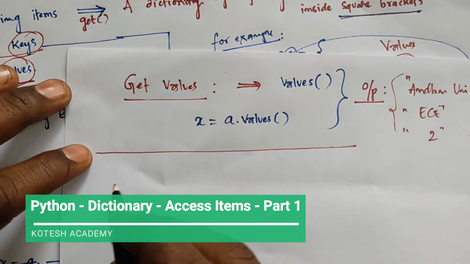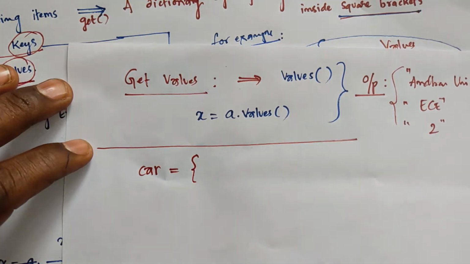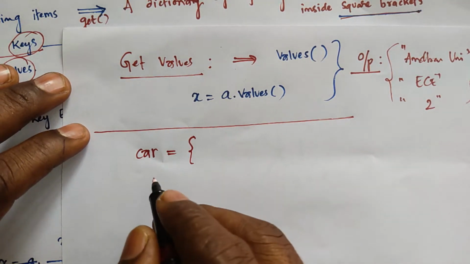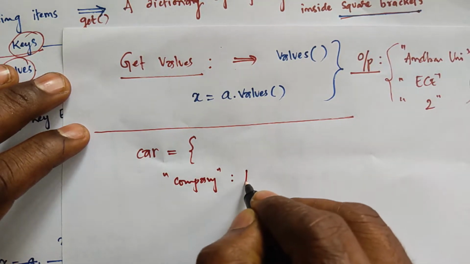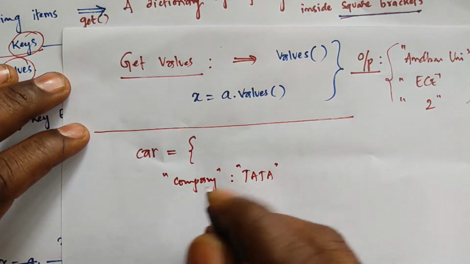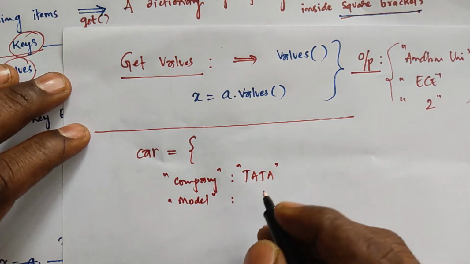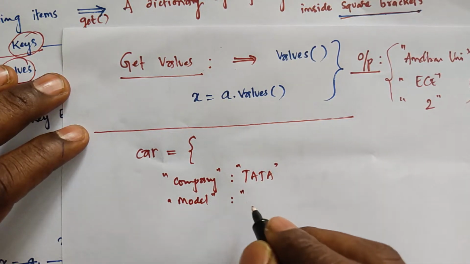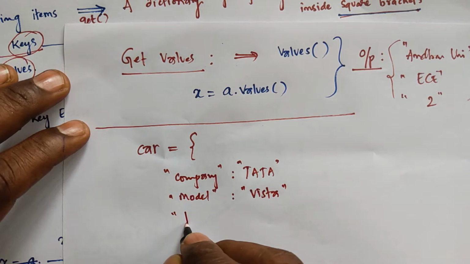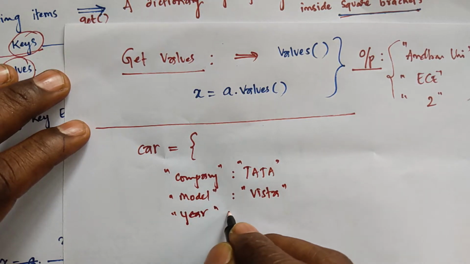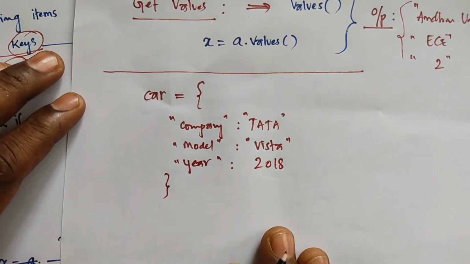For example, you are taking car, then you take a curly bracket, and we represent the actual company, Tata, then model, simply you can take Vista, next year 2018, like that, then close the bracket.